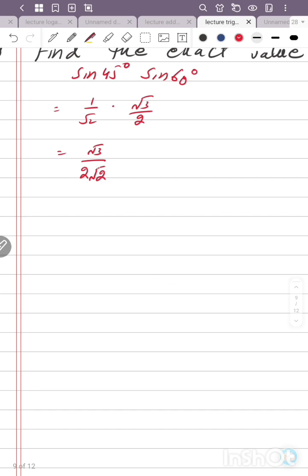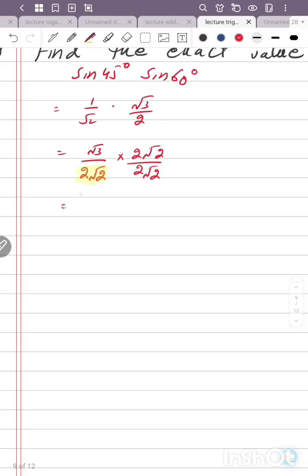Now this is a surd in the denominator, so we have to convert it into a simpler form. Here we have to multiply by 2 square root 2 over 2 square root 2. Whenever surds appear, you have to multiply and divide by the value of the surd.